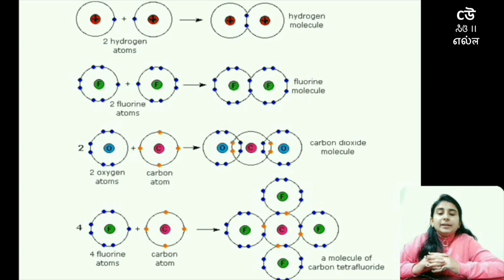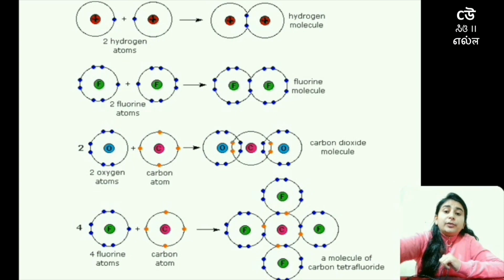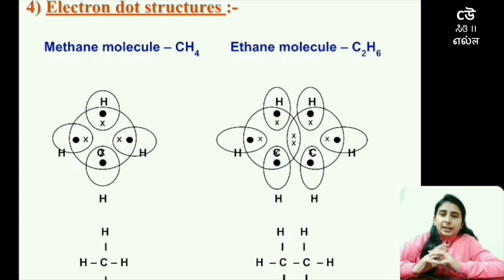Then the same goes with a molecule of carbon tetrafluoride: 1 carbon, and tetrafluoride means 4 fluorine atoms. So since there is one pair of electrons on all the 4 sides, there will be 4 covalent bonds in total in a molecule of carbon tetrafluoride.